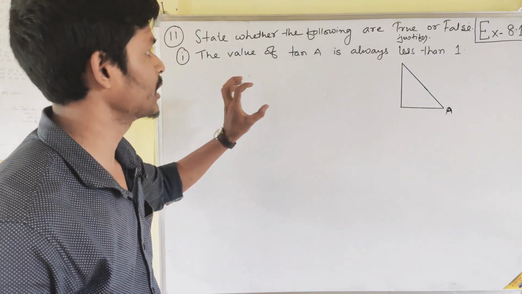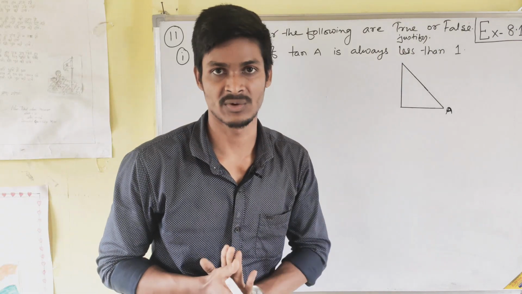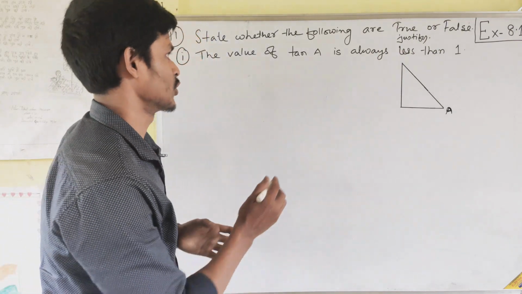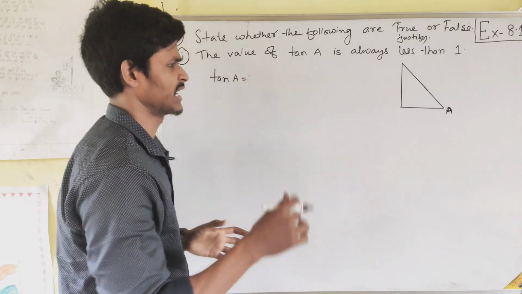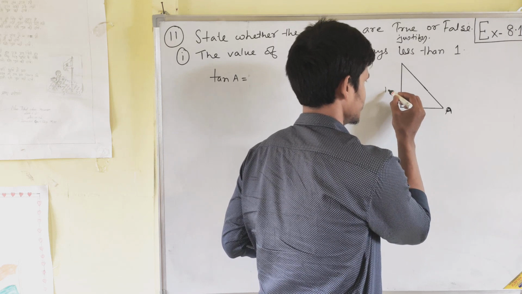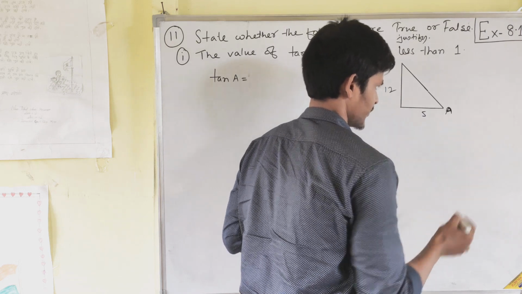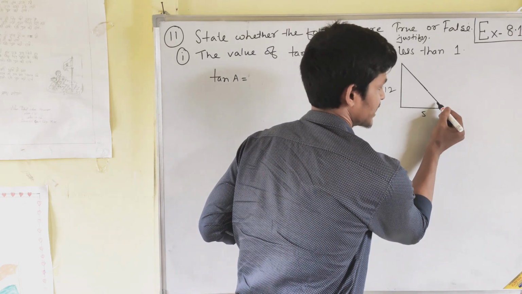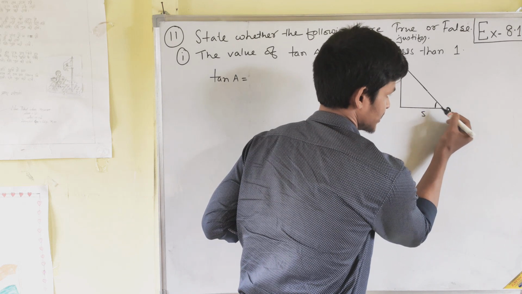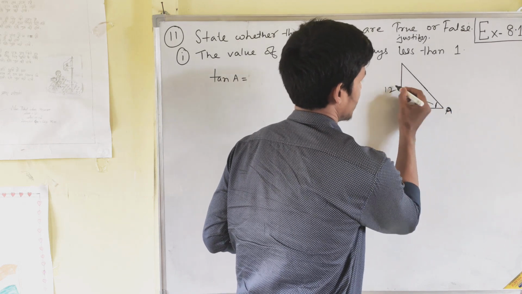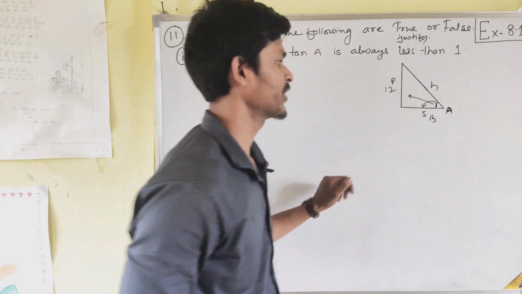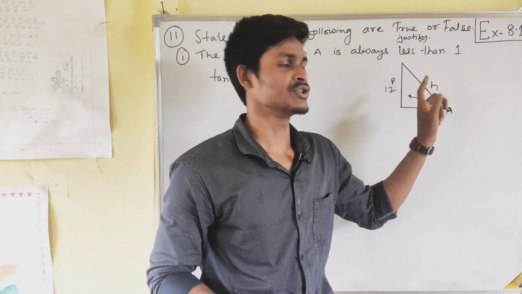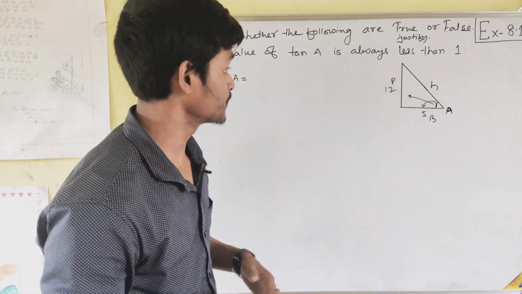The first question: the value of tan A is always less than 1. The value of tan A is always less than 1. Is it true or false? You need to say. So first, let this side be 12 and this side be 5. Now for tan A, if this angle is your theta, then this is your perpendicular and this side will be your base, and here this is the hypotenuse, because the side opposite the 90 degree angle is the hypotenuse.